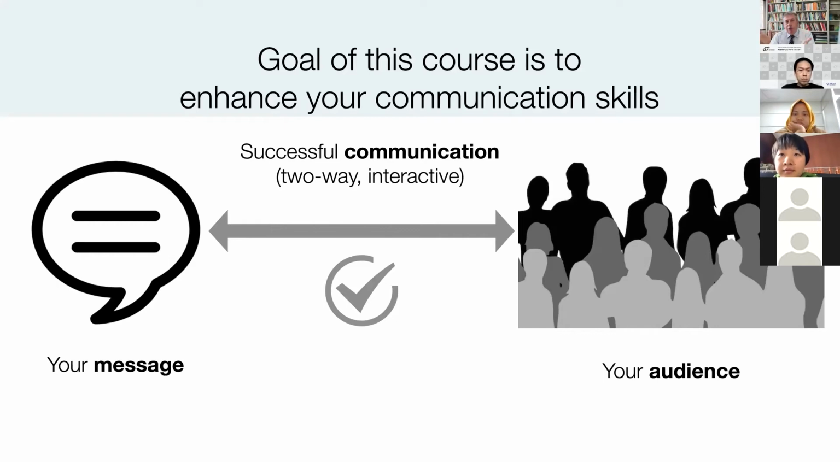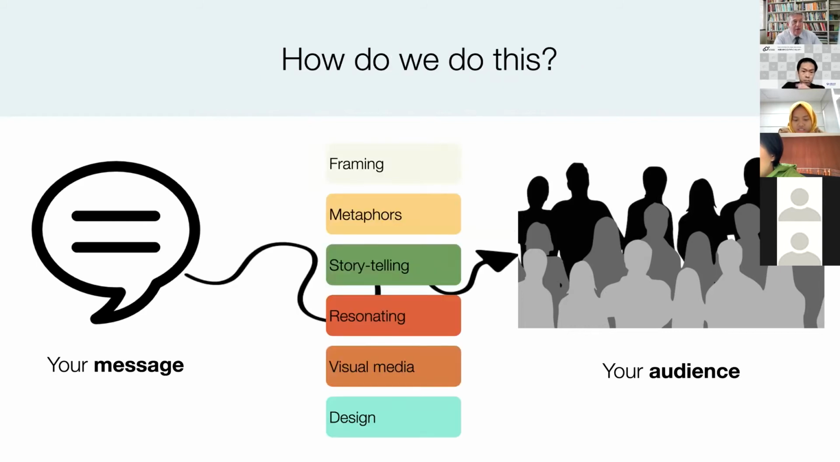So what are we trying to do? What's the focus? We're really thinking about successful communication. How do we understand successful communication? I'm trying to make it as simple as possible. Successful communication is when your message interacts with the audience. So you've got this kind of two-way interactive process going on there. And then how do you get that interaction to happen? Well, that's what we're going to explore during this course.